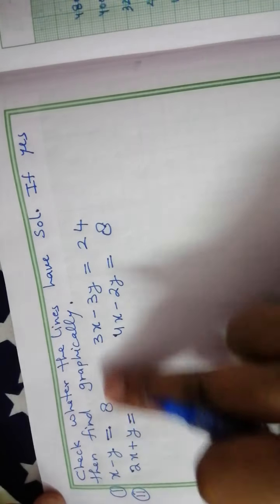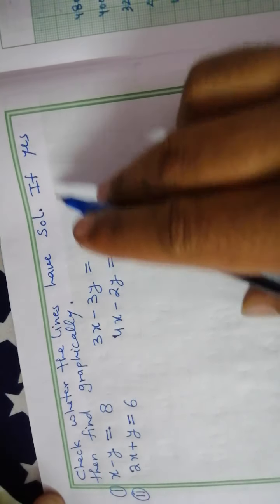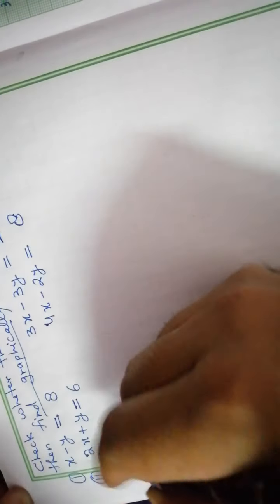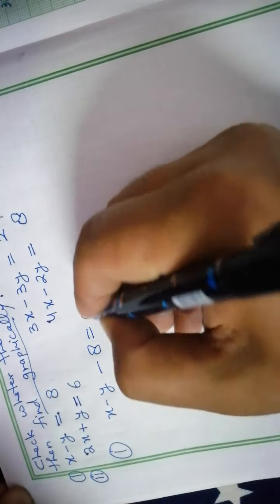Now we can take this example. It is given: check whether the lines have a solution. If they have a solution, then find it graphically. Here we have to find the solution graphically. So you can see, firstly, for question number 1, the first line is given as x minus y minus 8 equals 0, and the second line is given as 3x minus 3y minus 24 equals 0.